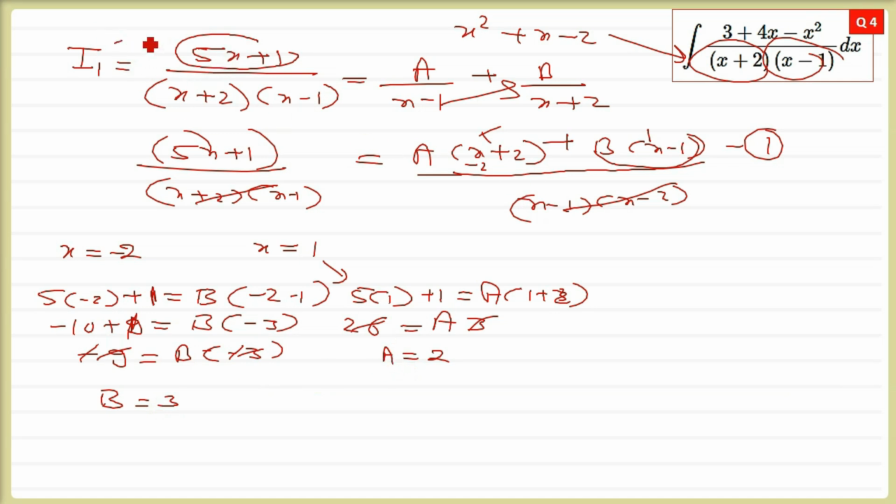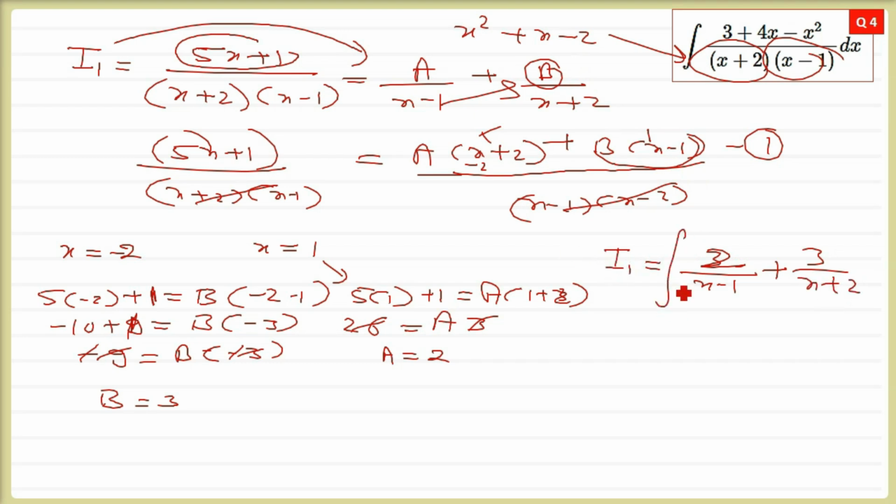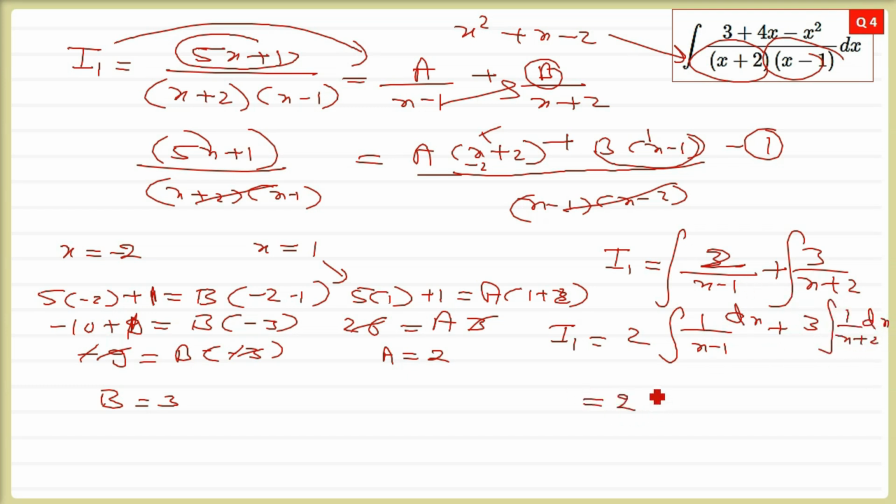Put it in this equation here. So let me write it here. I1, I called it initially. So this will be, a is 2, b is 3, so 2 divided by x minus 1 plus 3 divided by x plus 2. Now we have to integrate this. You can take the constants out. So I1 will be 2 integration of 1 by x minus 1 dx plus 3 integration of 1 by x plus 2 dx. This will be 2 log modulus of x minus 1 plus 3 log modulus of x plus 2 plus a constant of integration.